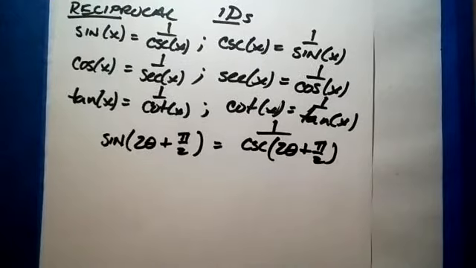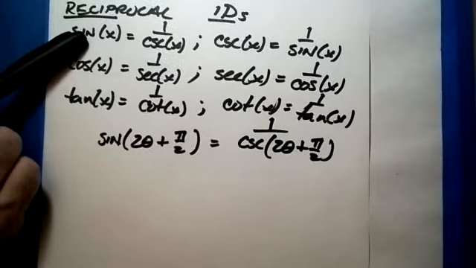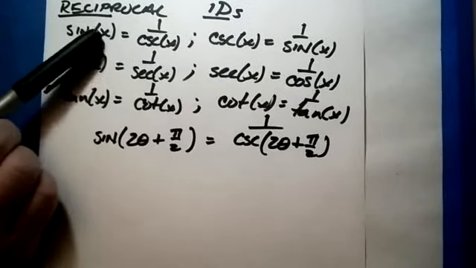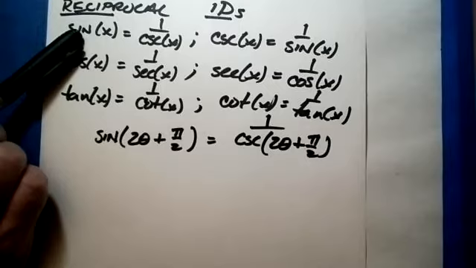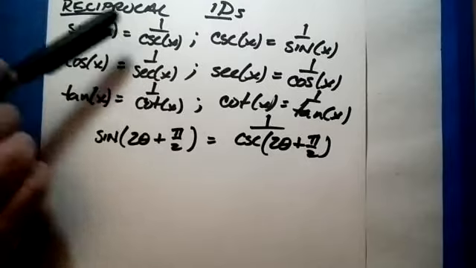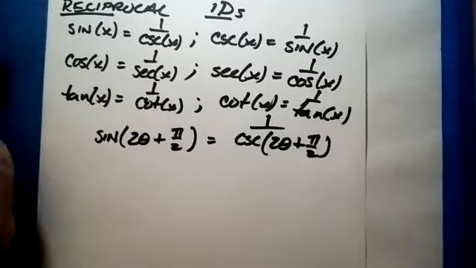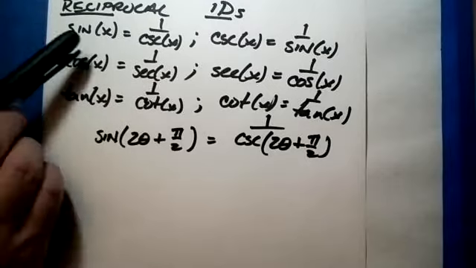Also, and this is kind of a bigger picture idea, it's important to recognize that these identities only hold when the argument is in the domain of all the functions in the equation. So as an example, we know that 0 is in the domain of sine. In fact, any angle is in the domain of sine. And sine of 0 is 0.